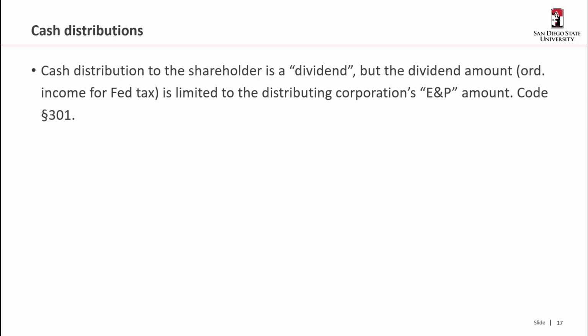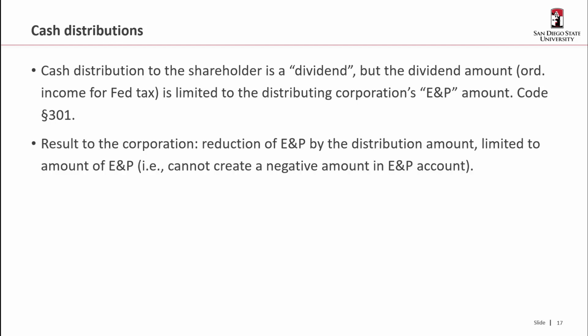Okay. So a cash distribution to the shareholder is a dividend. But the dividend amount is limited to the distributing corporation's E&P amount. That's what it says under 301. So the result to the corporation is that you reduce E&P by the distribution amount, limited, of course, to the amount of E&P. And as I spoke about on the very first slide, I believe, you cannot create negative E&P through a dividend, through a distribution.